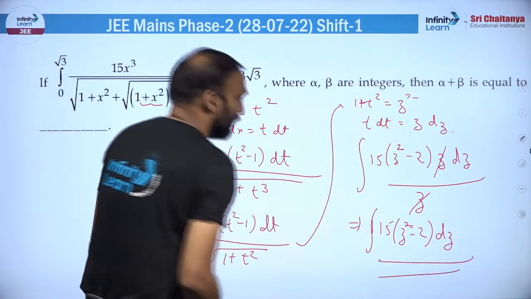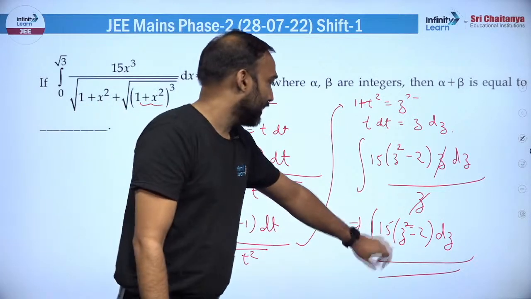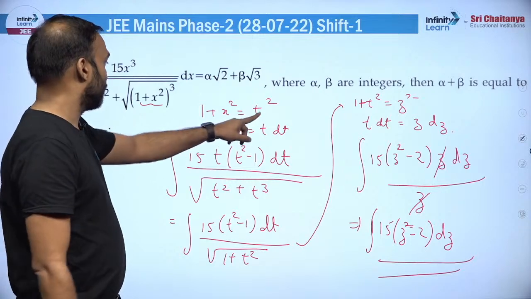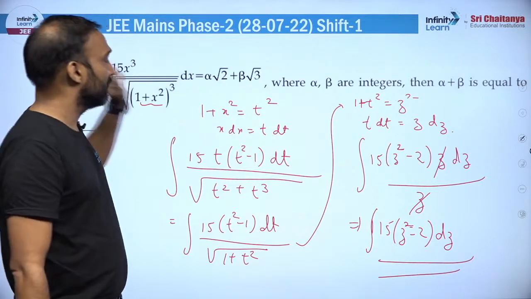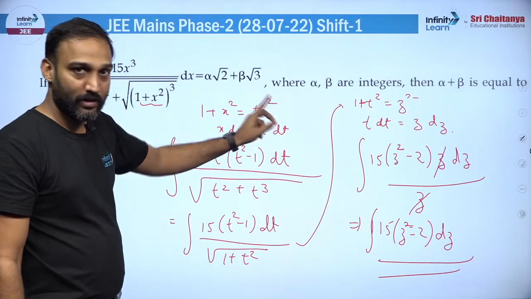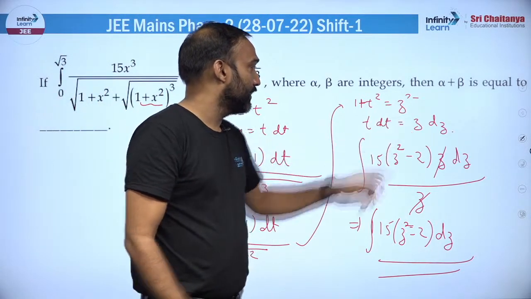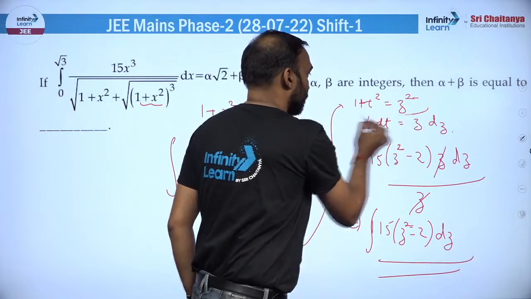Now this is integrable. Once you integrate this, right, then you can substitute your limits. These limits are for your t. So from here, these limits are for your x. So from here you can get the limits for t. Once you get the limits for t, you can get the limits for z from this particular expression.